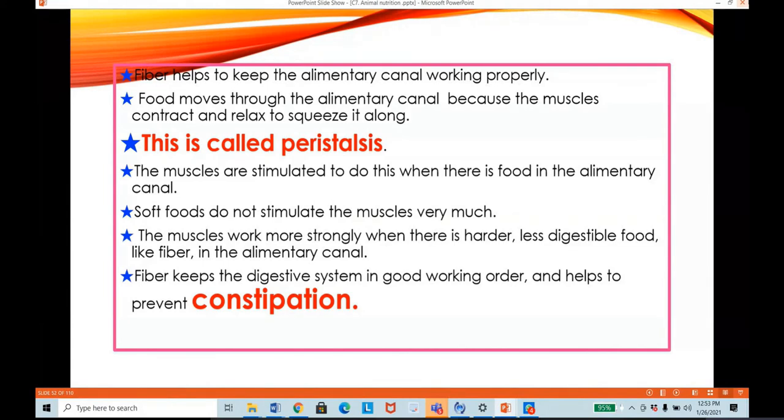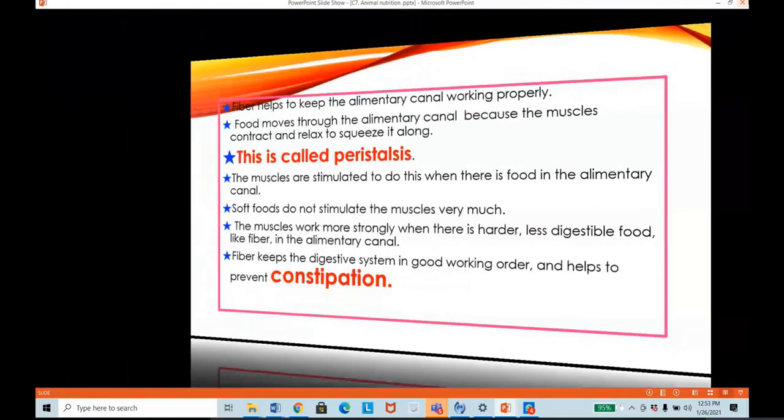All these are very rich in the fiber, and when you're eating this, your digestion is very proper, your digestive system works properly. Okay, the muscles work more strongly when there is harder, less digestible food like fiber in the alimentary canal, so that you never get any digestive problems, and you pass your bowels each and every day so that your system is free of any waste. So fiber keeps the digestive system in good working order and helps to prevent constipation.